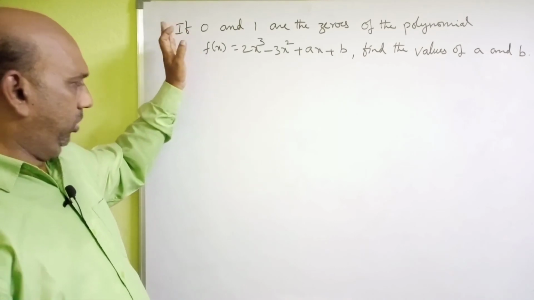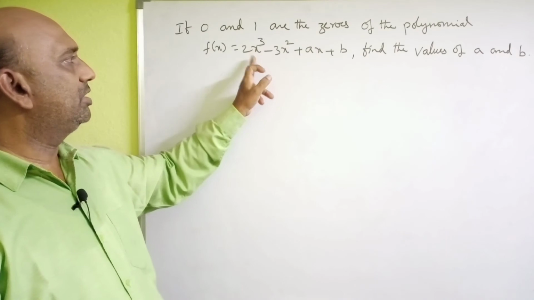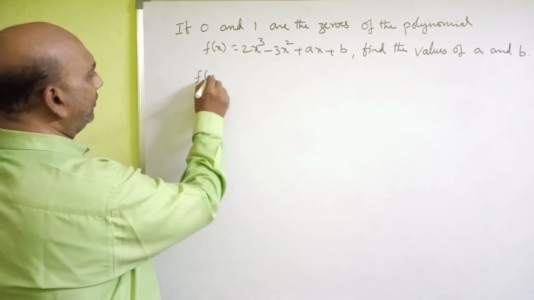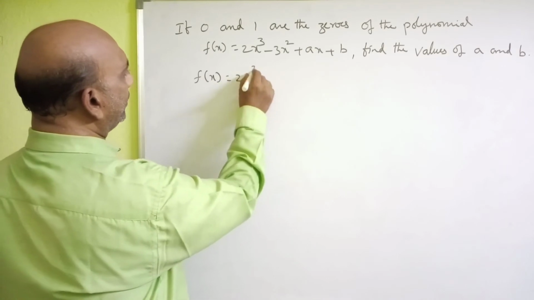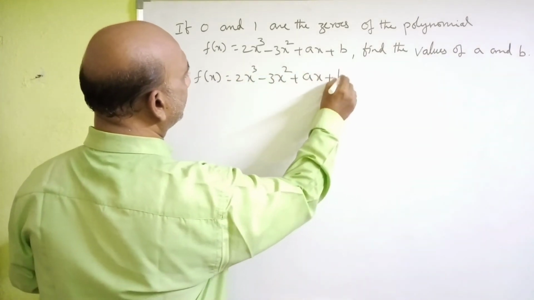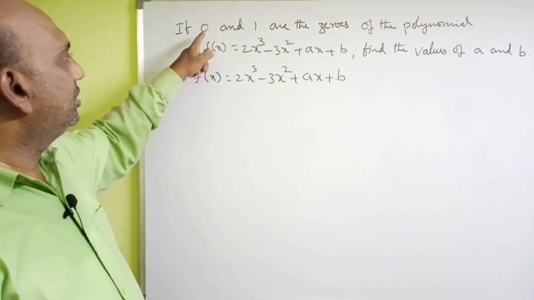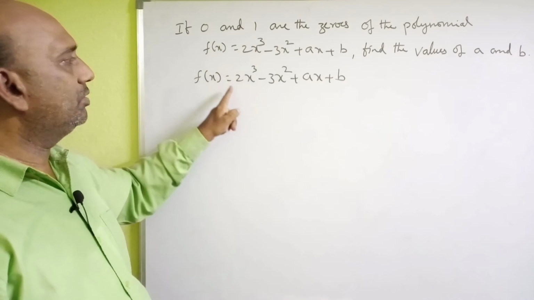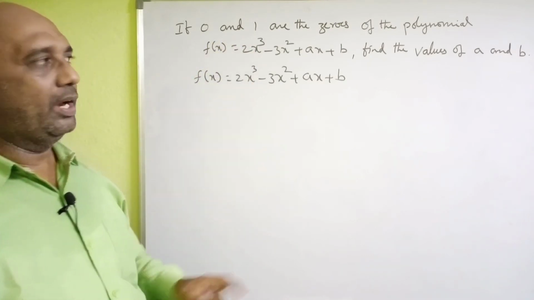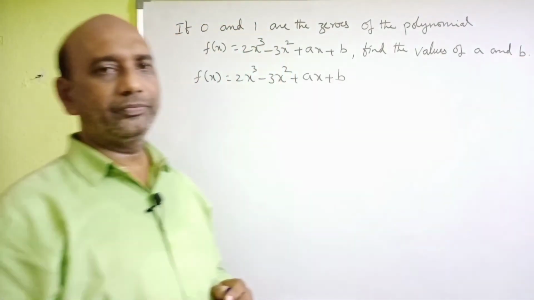If 0 and 1 are the zeros of the polynomial, this is the polynomial given. Let us take this polynomial: f of x is equal to 2x cube minus 3x square plus ax plus b. This is the polynomial given. 0 and 1 are the zeros of this polynomial. Here two zeros are given to this polynomial, and he asked to find value a and b.